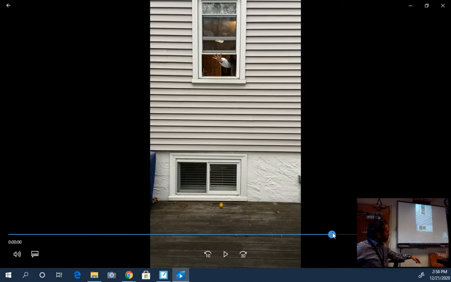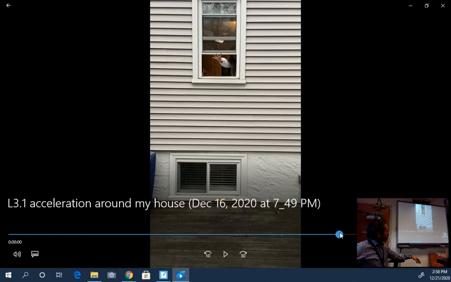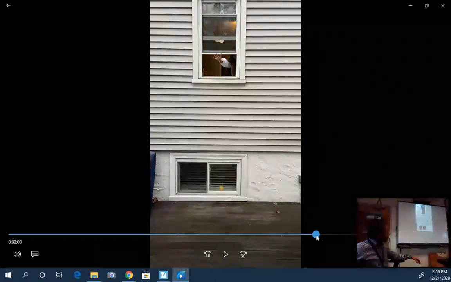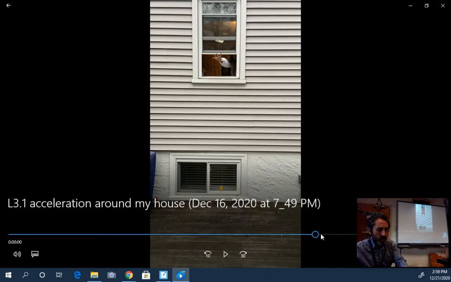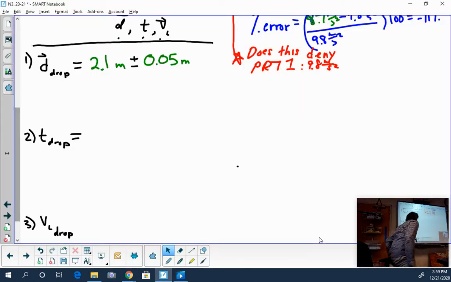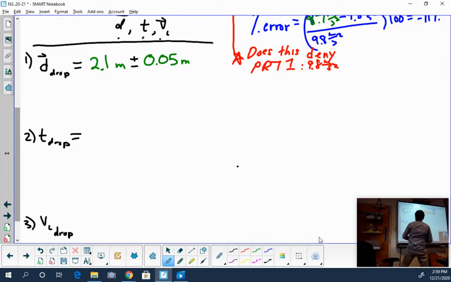I'd say 32, maybe 0.2, because now it's on the way back up. So I could definitely be off by a frame at the bottom. So I'm going to say 32.2 frames. And there were other complications here. So let's check this out. I'm saying that mine was 32.2 frames.